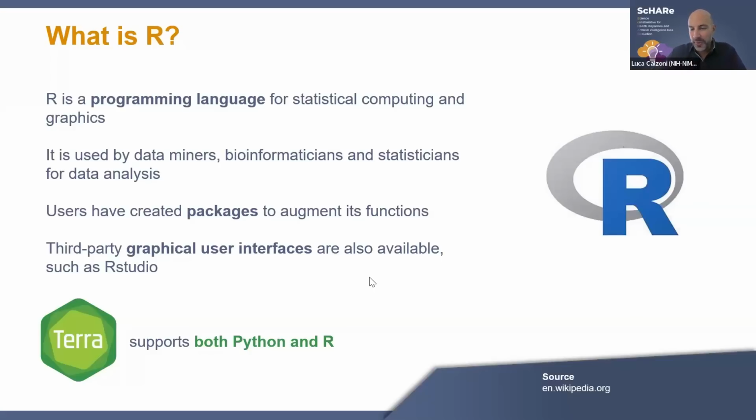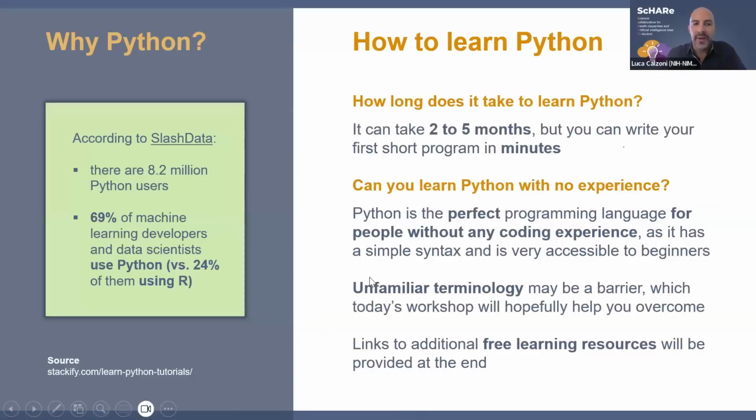So we decided to focus today's tutorials on Python because about 70% of machine learning developers and data scientists actually use Python versus 24% of them using R. It's more powerful, especially when it comes to AI and machine learning. You can learn it really easily. So you can take 2 to 5 months maybe, but you'll be able to write your first short program in minutes. It's really easy to use. And you can also learn it without experience. So it's the perfect programming language for people without any experience.